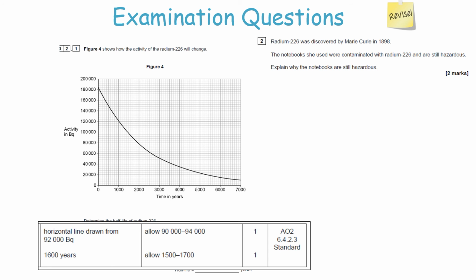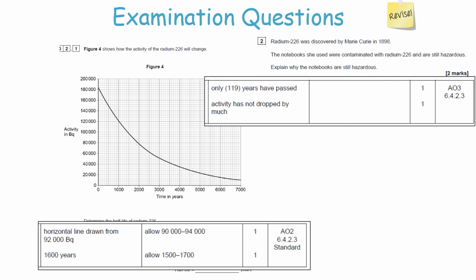Now that leads into the next question, because why are the notebooks still dangerous today, even though Marie Curie carried out this work in 1898? Because there have only been a certain number of years passed. We are currently in 2021, so there's going to be 123 years that have passed since that point. And the activity will not have dropped by that much, because it takes over 16,000 years for it to drop by a half, so it won't have changed much in that time.